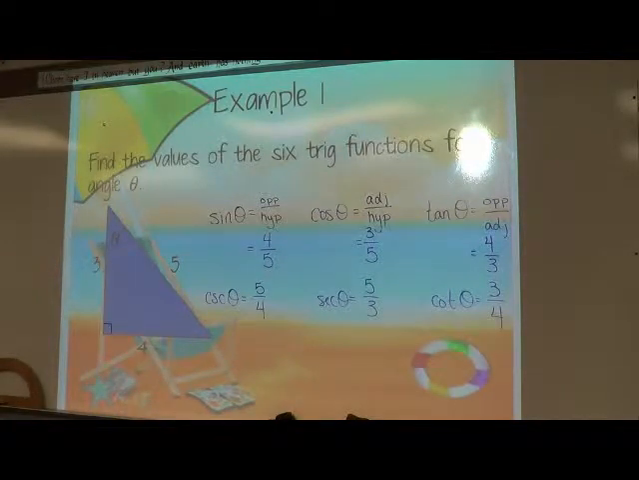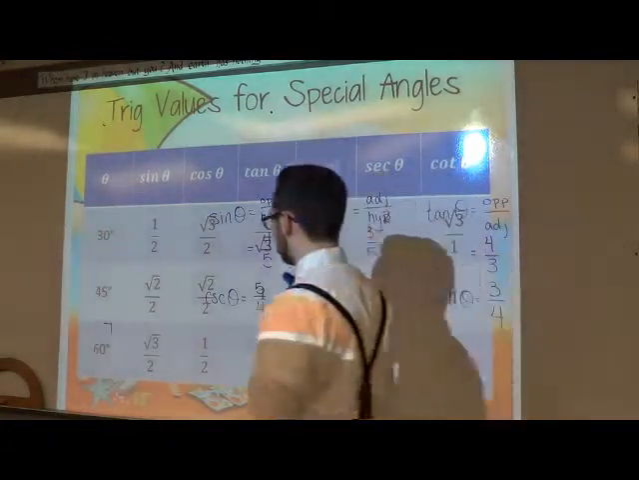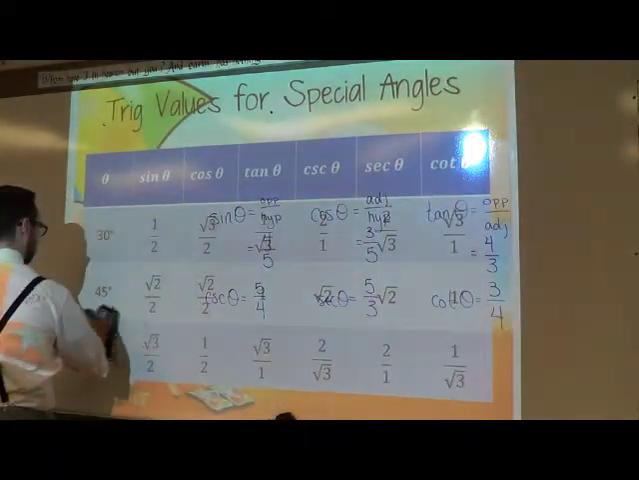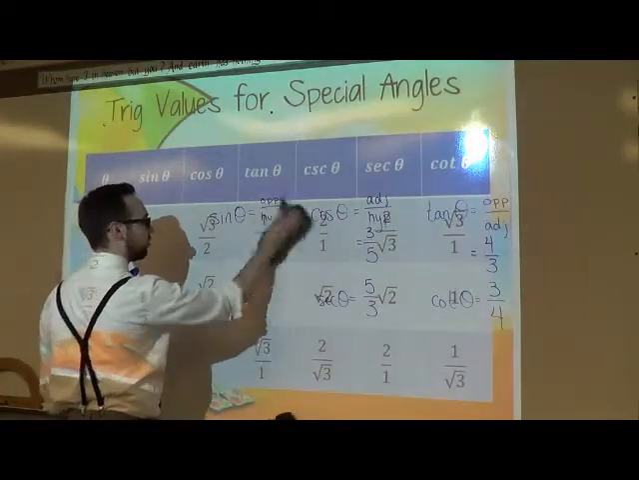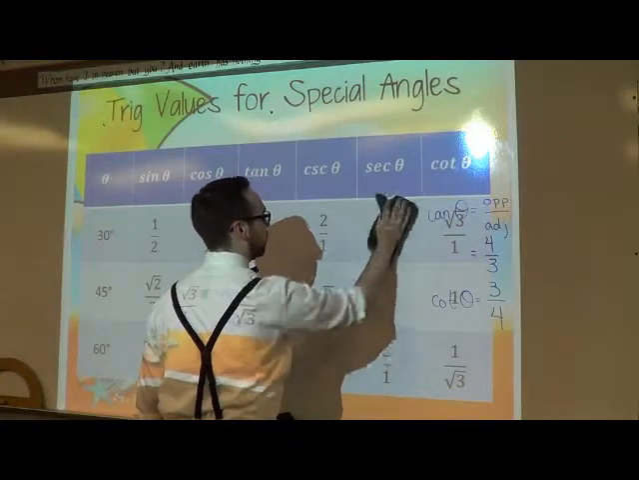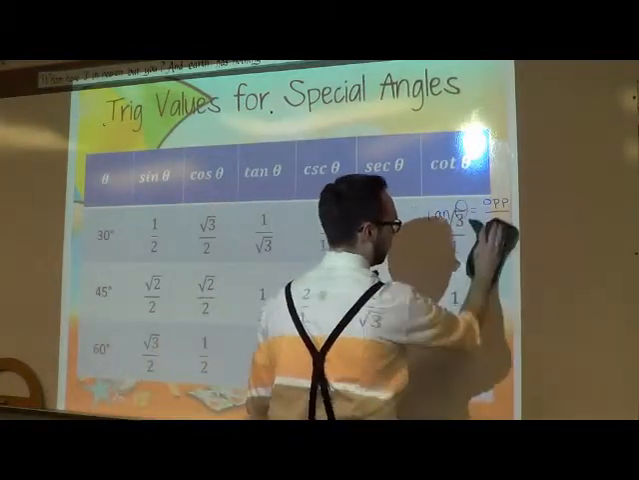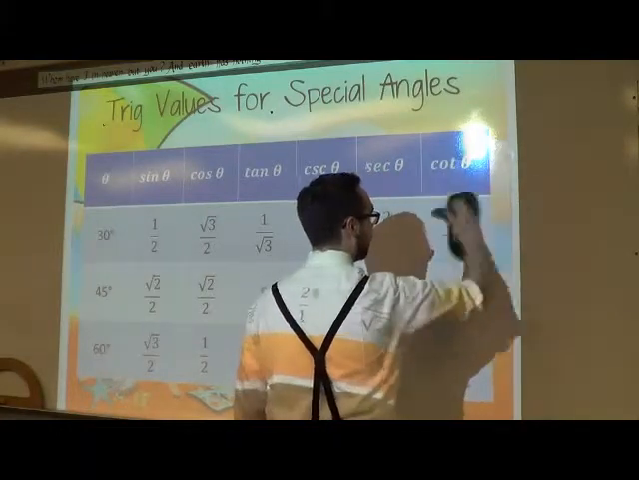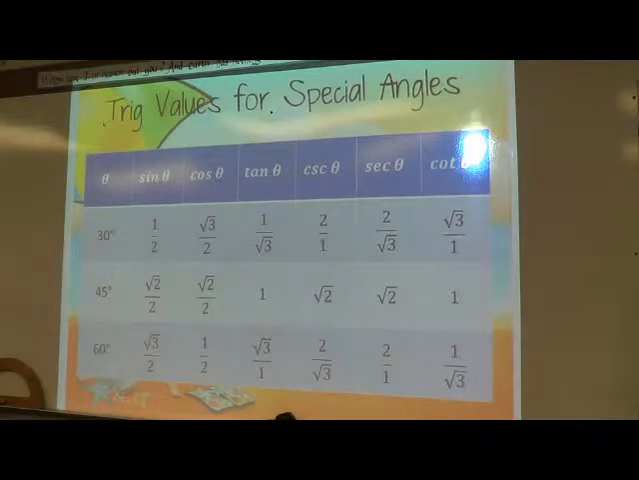Alright. Now, I want you to copy down this table. You're going to find out how to find all of these things next year in pre-calc. But what this is, is just some very special angles. The 30, the 45, and the 60 are special angles in trigonometry, and they're ones that you reference a lot. So I just have a table here so that you have these.